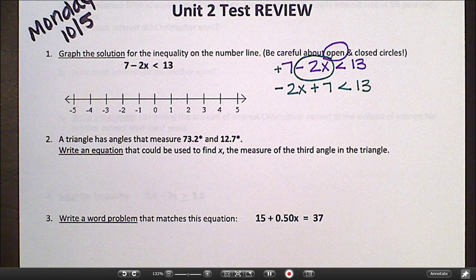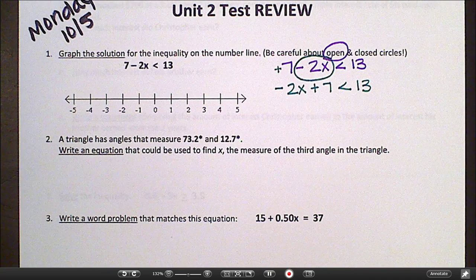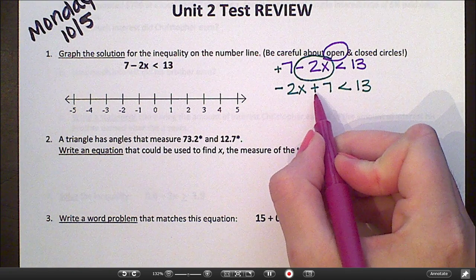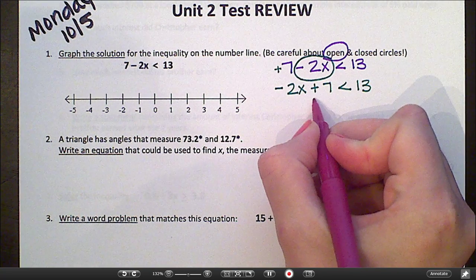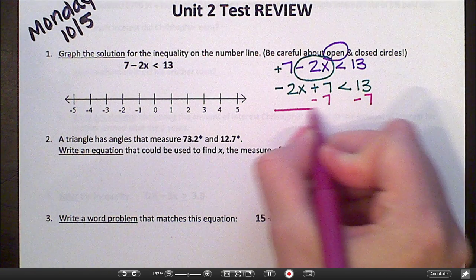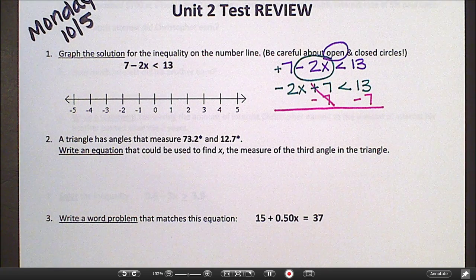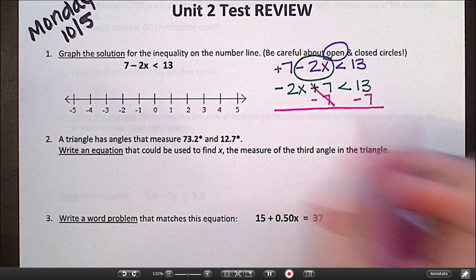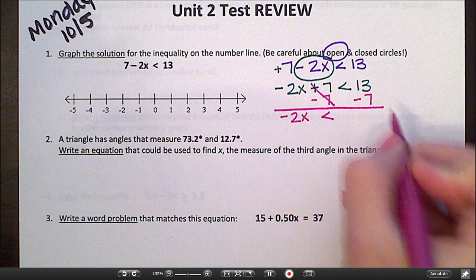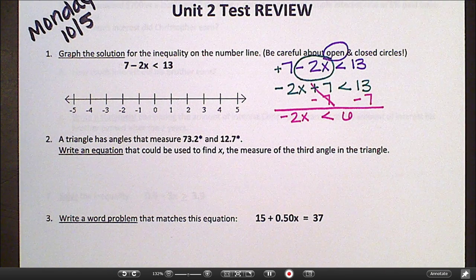So now I need to start working through the steps. Remember that we want to get rid of or undo the addition and subtraction first. So I'm going to undo adding 7 by subtracting 7 from what? From both sides. I am subtracting 7 from both sides. 7 minus 7 is 0, so I'm able to cross those out. And I get negative 2x is less than 6. So I just have one step left to go.